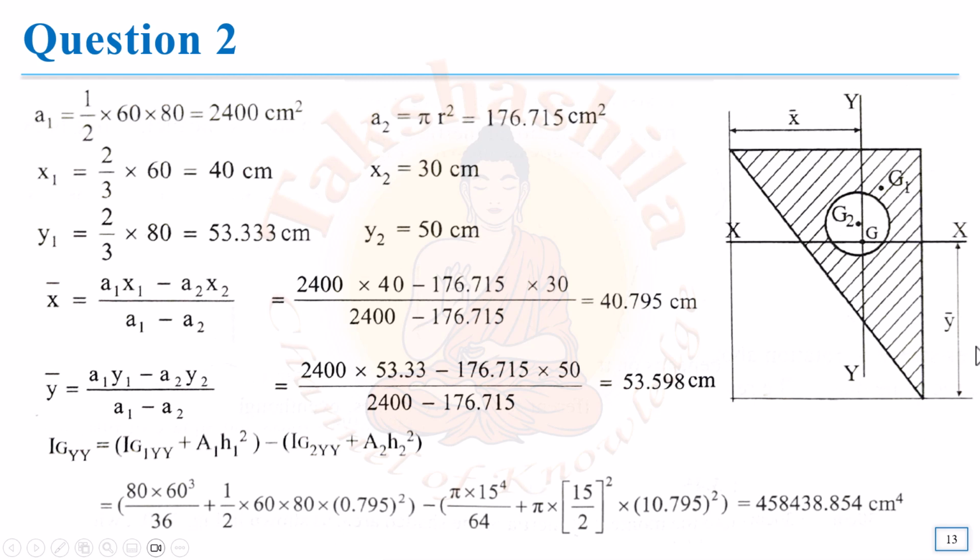Just substitute the respective relations and you will get the final result. So this is how you have to work out the moment of inertia. This is how you will work out the moment of inertia about centroidal x and y axis. So these are the two ways in which they can ask problems from moment of inertia. I hope the concept is clear to you.